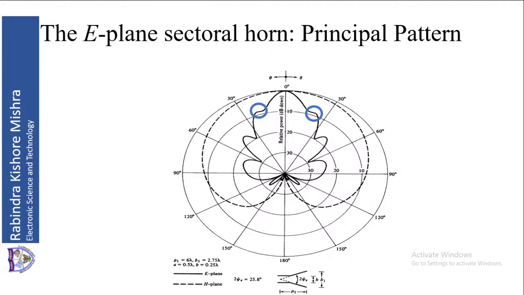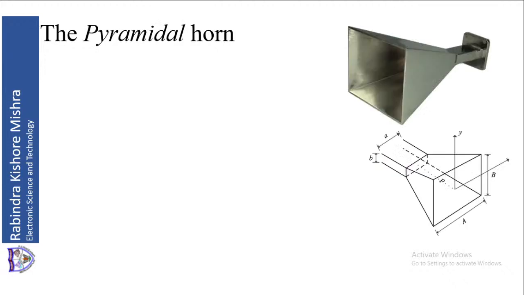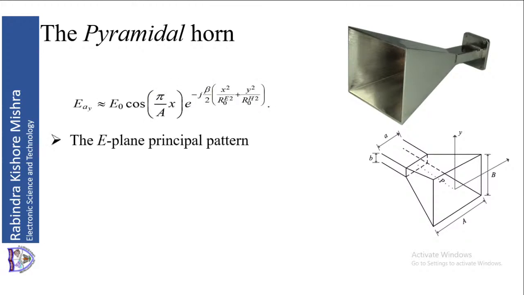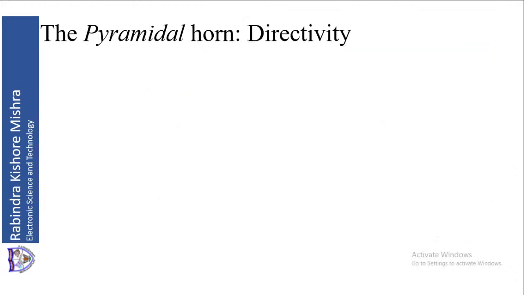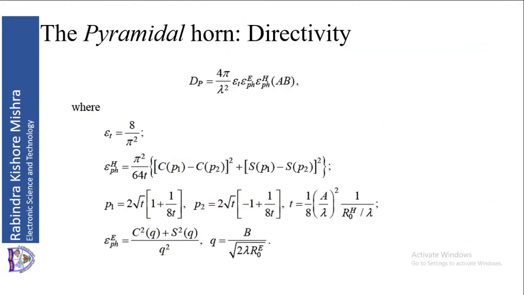Now I will come to the pyramidal horn we have seen. I am not going to discuss this. Next, for the pyramidal horn, the aperture field is this. The patterns will be available to you in the book. Skip this. And directivity is this.